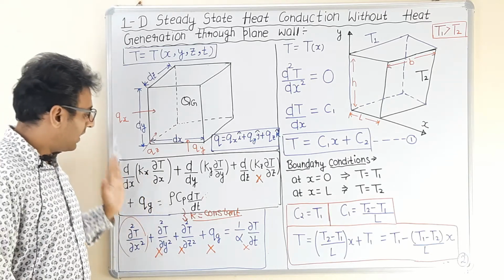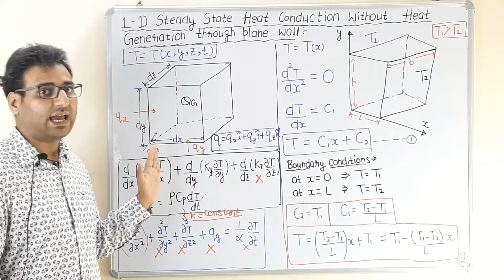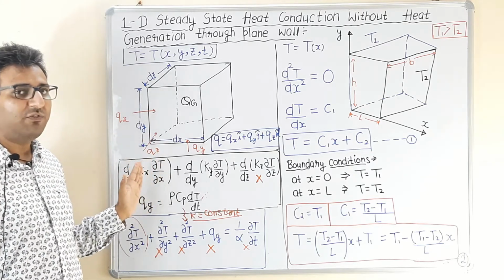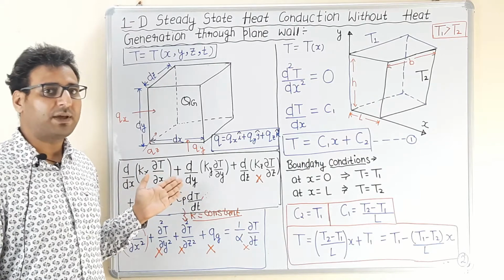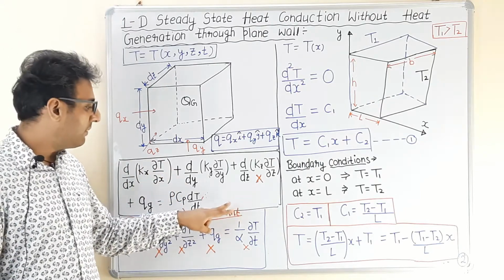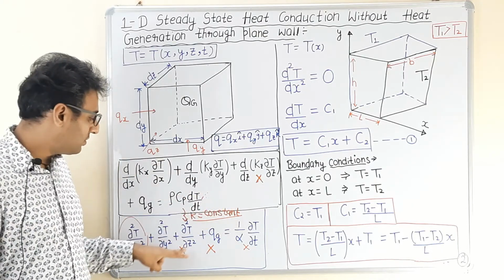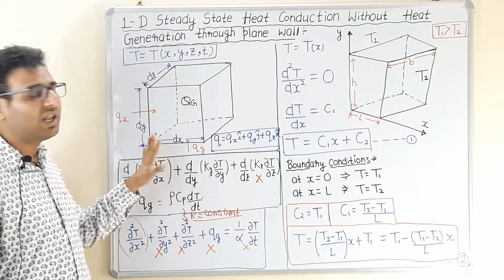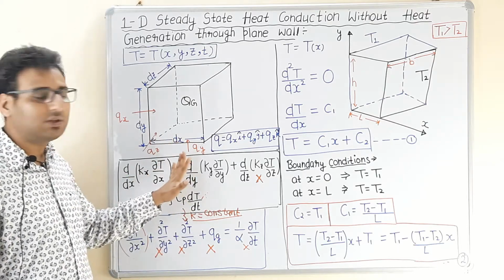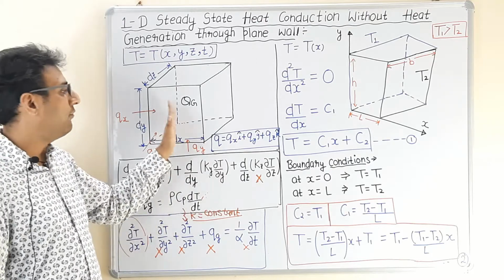Now if the material of the control volume is homogeneous and isotropic and the thermal conductivity is not varying with temperature, then thermal conductivity is constant. If thermal conductivity is constant, then this governing equation reduces to this. Both these governing equations are applicable for 3D flow.